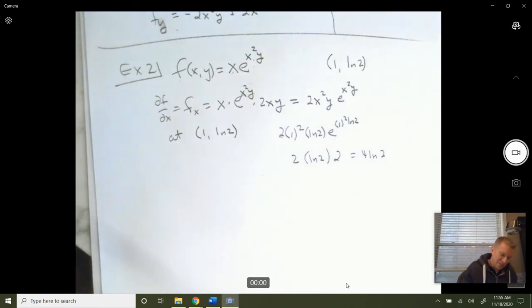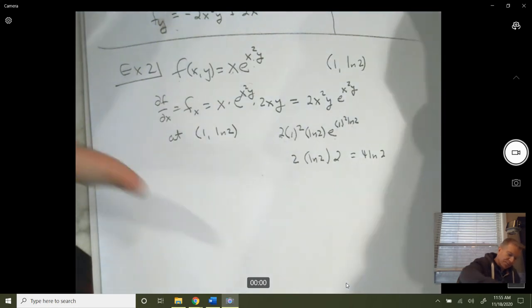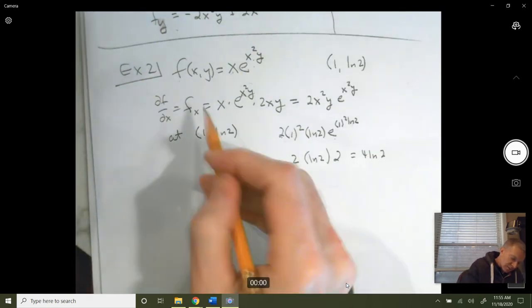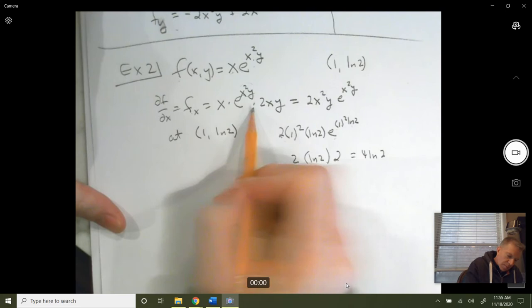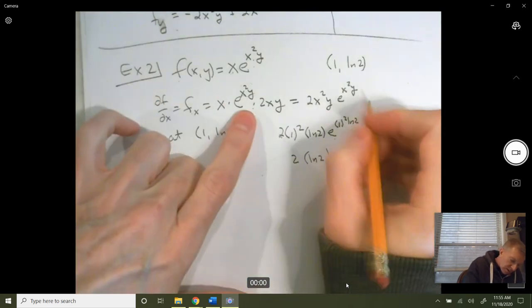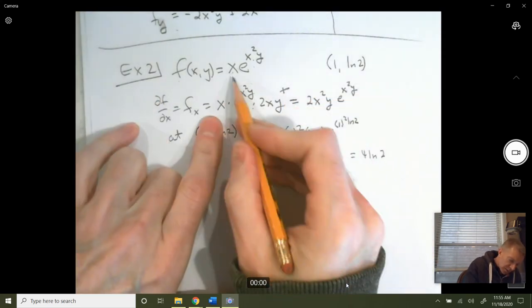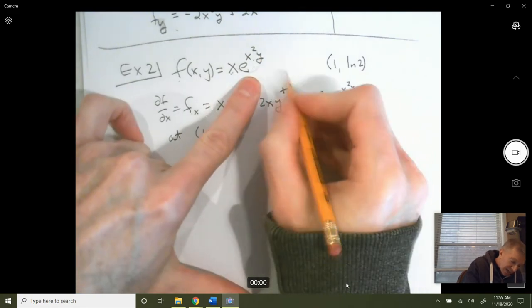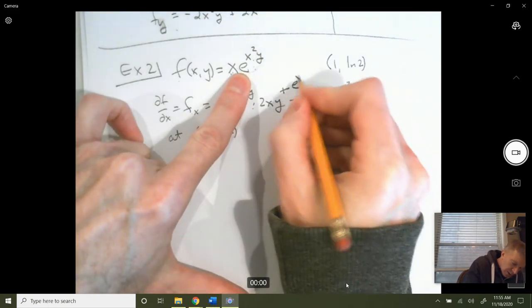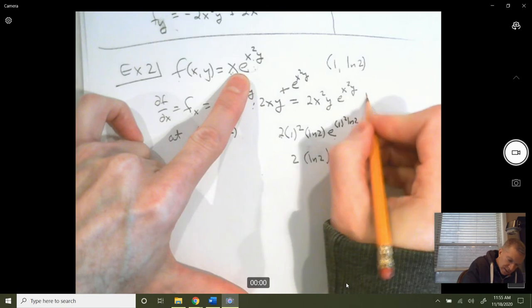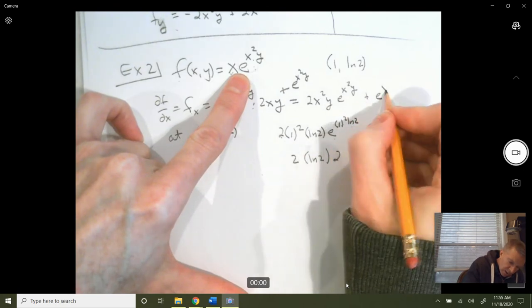Oh, I didn't do the second part of the product rule. So let's do that. Okay, so the derivative was this thing plus, sorry, I'm going to do the plus here. So this is the first times the derivative of the second, plus the second. So e to the x squared y. That's plus e to the x squared y.